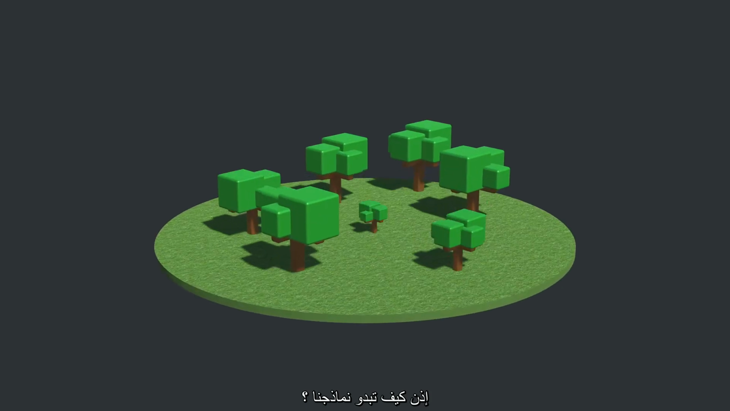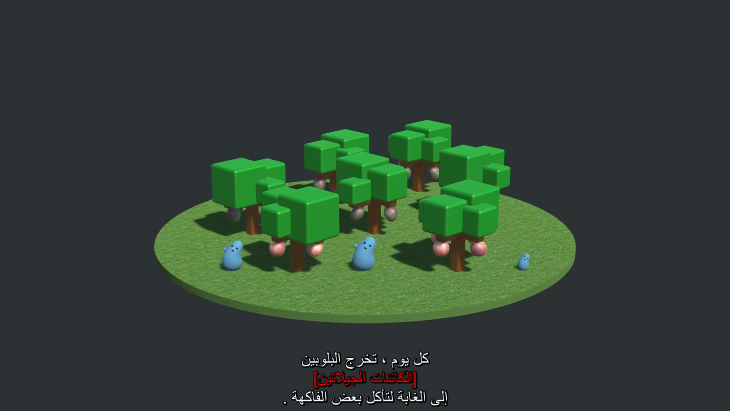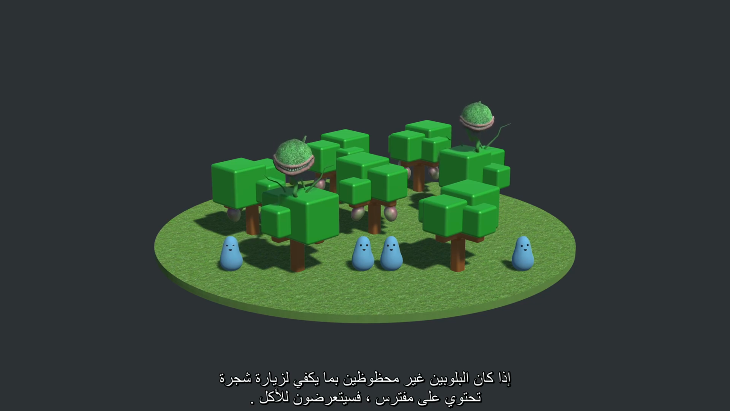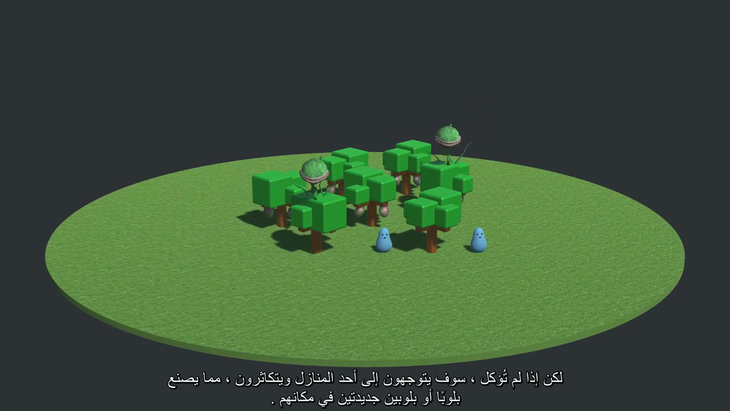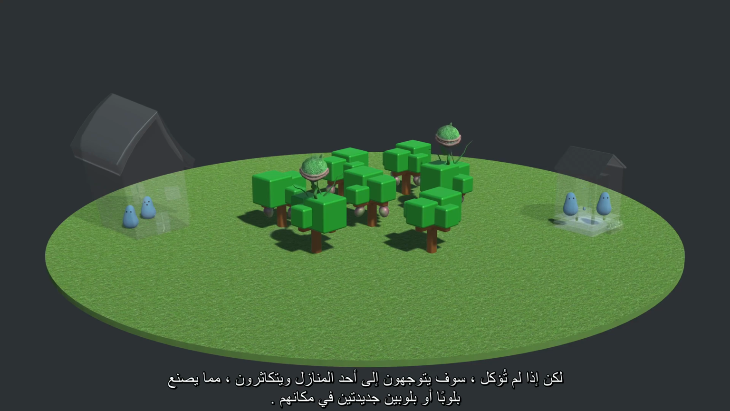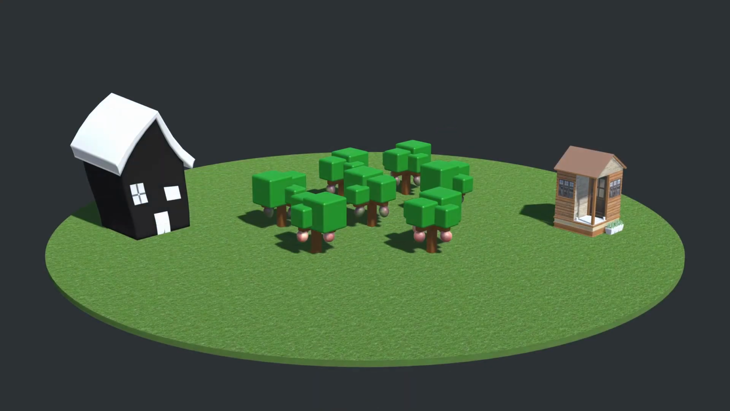So what do our sims look like? Each day, blobs will go out to the forest to eat some fruit. Each tree has enough fruit to feed 2 blobs, but some of the trees have predators in them. If the blobs are unlucky enough to visit a tree with a predator, they'll get eaten. But if they don't get eaten, they'll head to one of the homes and reproduce, creating 1 or 2 new blobs in their place. And then the cycle repeats.